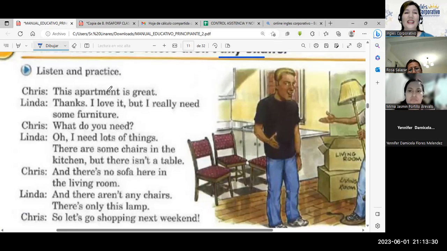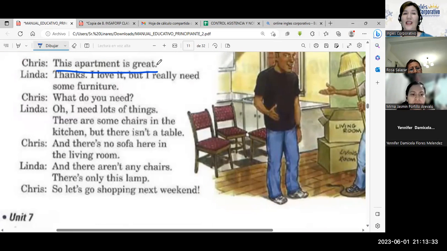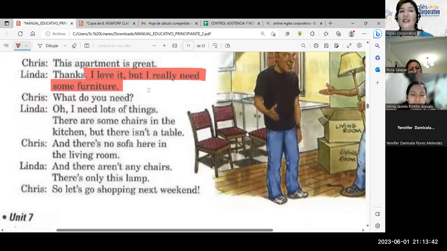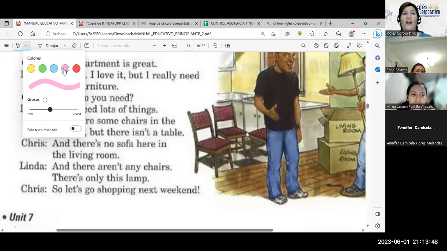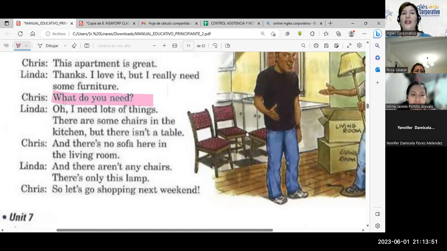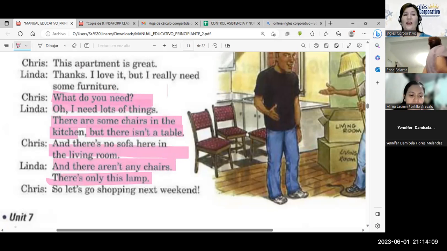And it says, this apartment is great. Thanks, I love it, but I really need some furniture. Pero sí necesito muebles, right? But I really need some furniture. What do you need? Oh, I need lots of things. There are some chairs in the kitchen, but there isn't a table. And there's no sofa here in the living room. And there aren't any chairs. There is only this lamp. So let's go shopping next weekend.